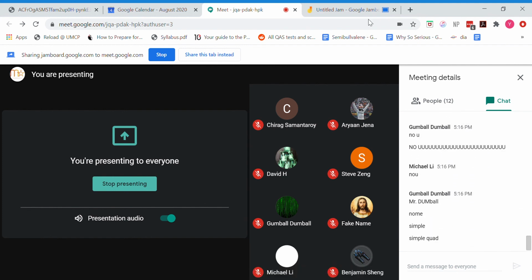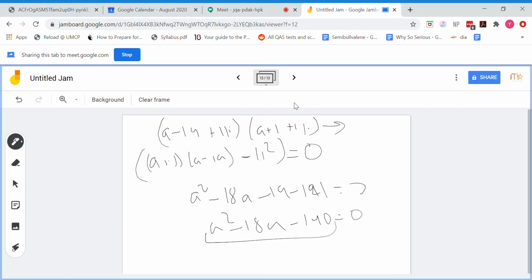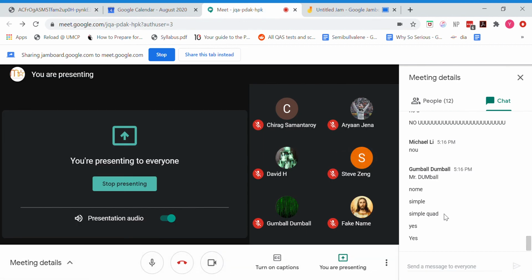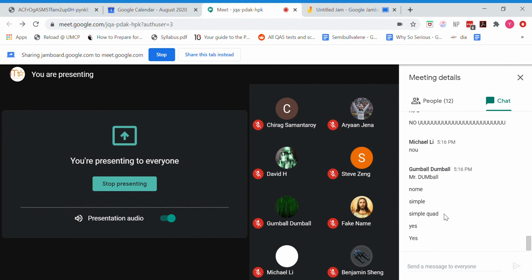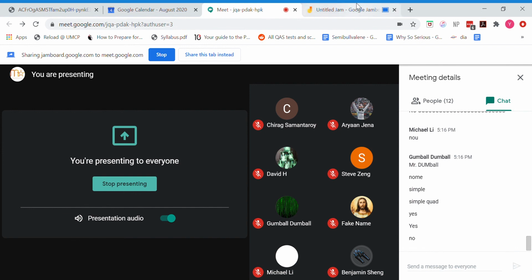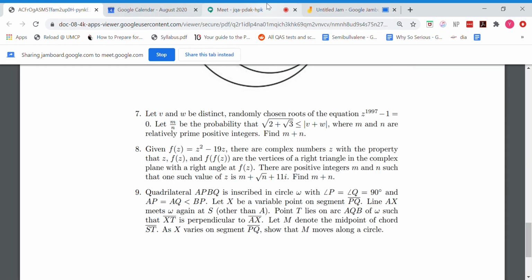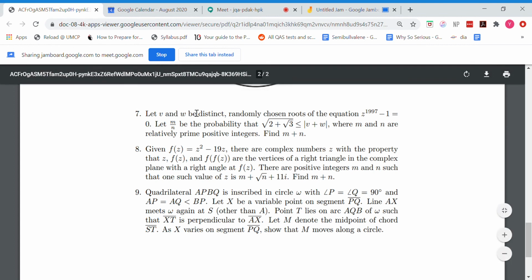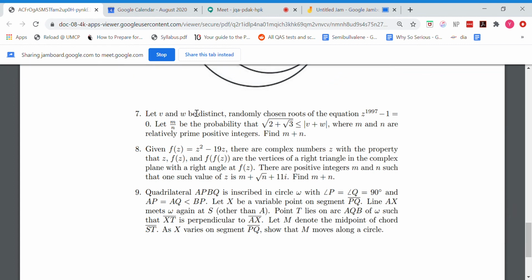Okay, alright, so the last problem is actually a proof problem. Oh yeah, sorry, you had a question? Gumball Dumbball? Okay, never mind. Okay, no one has questions, right? Okay. Alright, so the last problem is interestingly a proof problem.